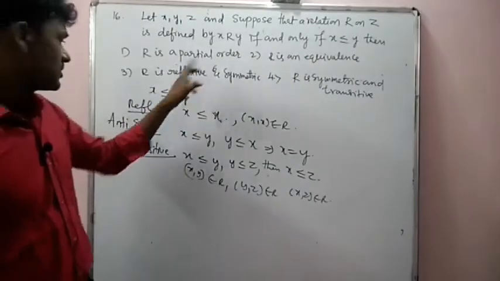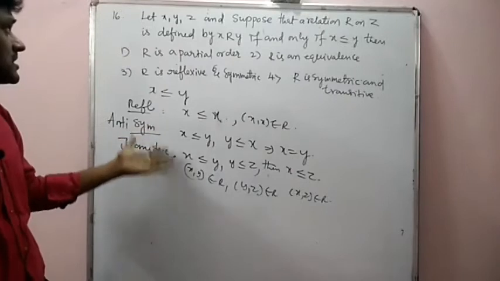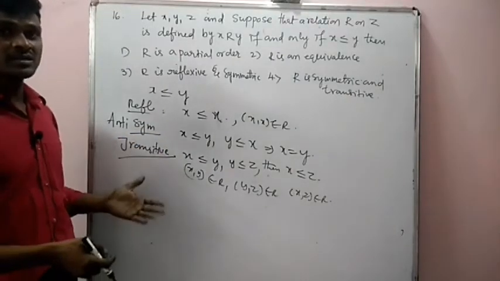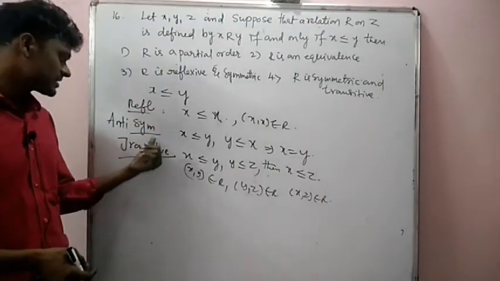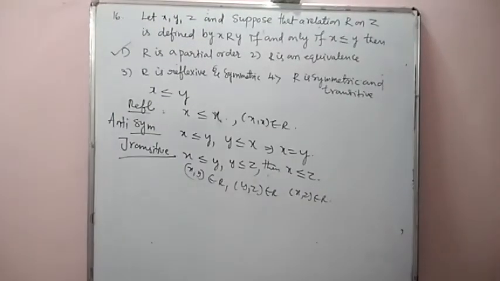Okay, reflexive is possible, symmetry is not possible. This is anti-symmetry. Then this is called the partial order relation. Here reflexive, anti-symmetry and transitive means this is a partial order relation. Option 1.